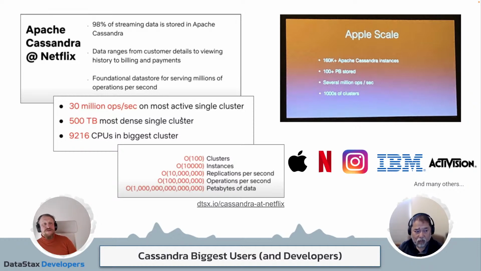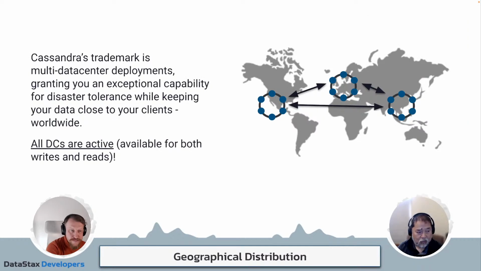A couple of years ago, Netflix reported that their single most active Cassandra cluster handles 30 million operations per second. That's the single most active, but actually they have hundreds of clusters, and maybe not all of them have this kind of workload. Overall, the count of operations per second is in the hundreds of millions, and many petabytes of data. Good. So why are they using this? Cassandra's trademark is multi-data center deployments. A single cluster consists of multiple data centers, and each data center consists of multiple servers.